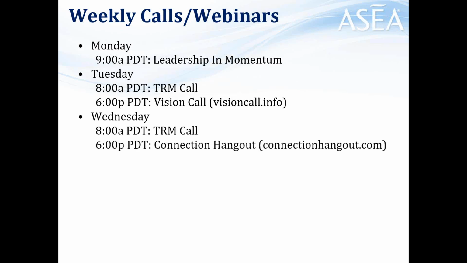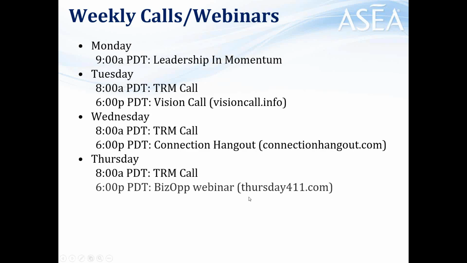And at 6 p.m. we have the Connection Hangout. You can go to connectionhangout.com for info on the week's guest. We have not posted this upcoming week's guest yet, but when we do, there's a Facebook event page at connectionhangout.com. Thursday is the TRM call, the Manage call, led by Triple Diamond Executive Michael Stern, as well as Platinum Executive Brett Brooks. They host that great call, 8 a.m. Pacific. Good morning there. And then 6 p.m. is a business opportunity webinar that I do, and you can register at Thursday411.com.